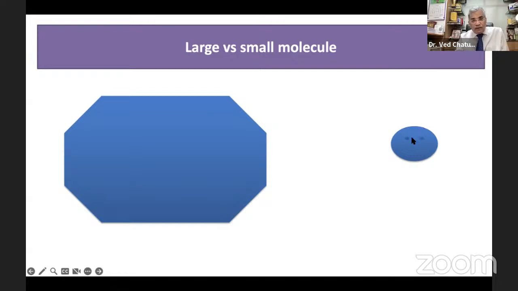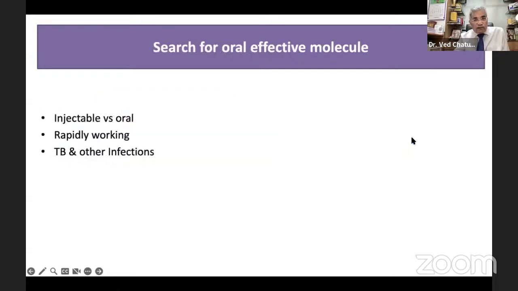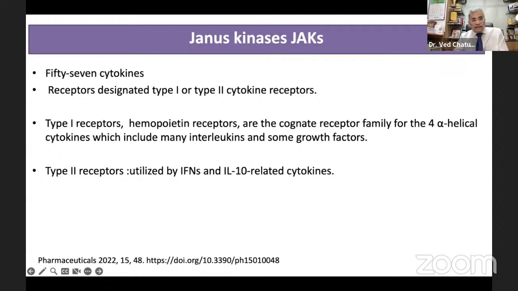And then came the new set of drugs, which was called small molecules. The advantage of these molecules was that they were as effective as the biologics, and they were called small molecules. These drugs are called JAK inhibitors. They are oral drugs. They also work rapidly, but they can also cause infections like tuberculosis.